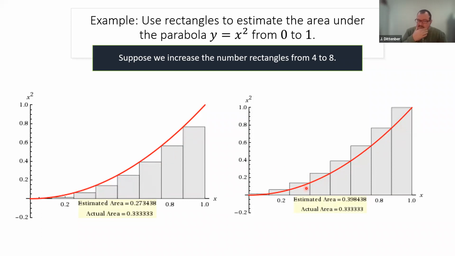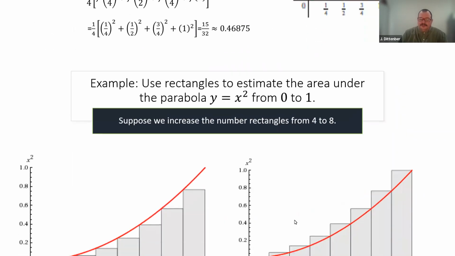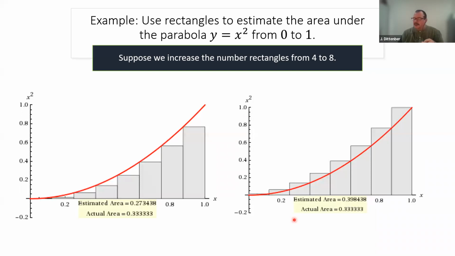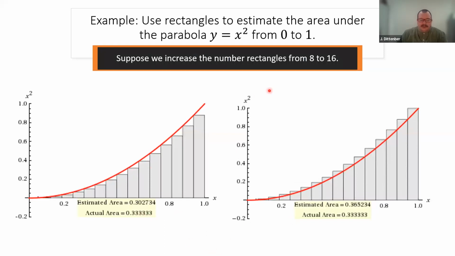Okay, so what I want you to notice is the estimated area and the actual area. The actual area is 1/3, 0.333. Here we've got an underestimate. Here we have an overestimate, which is an improvement from just the 4 rectangles. If 8 rectangles is an improvement, what if we go from 8 to 16? Now we've got 0.3027 as our approximation on the left side, and on the right side, we've got 0.365. So we're getting closer to the actual area.